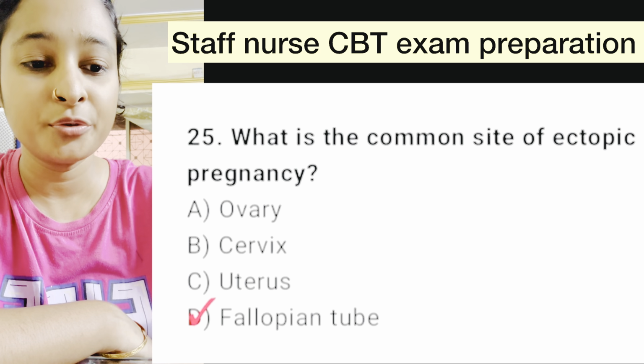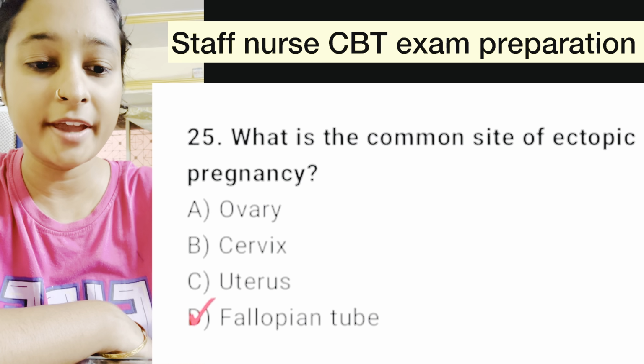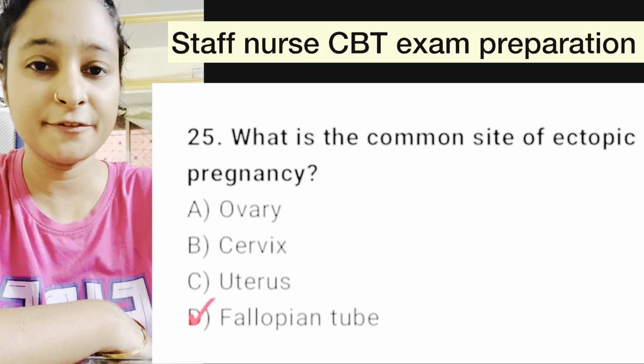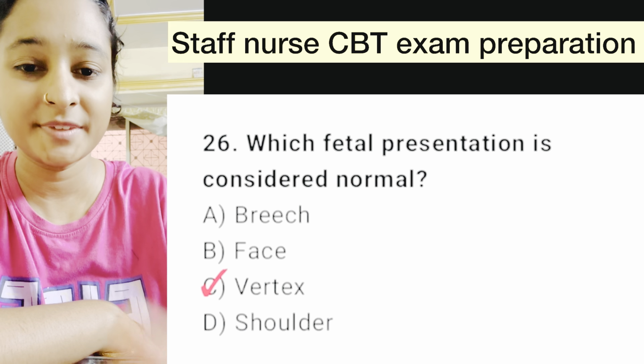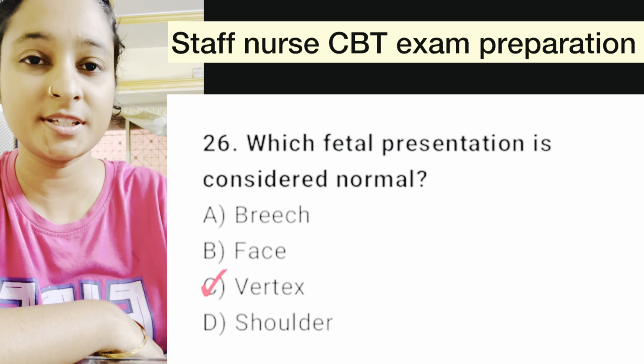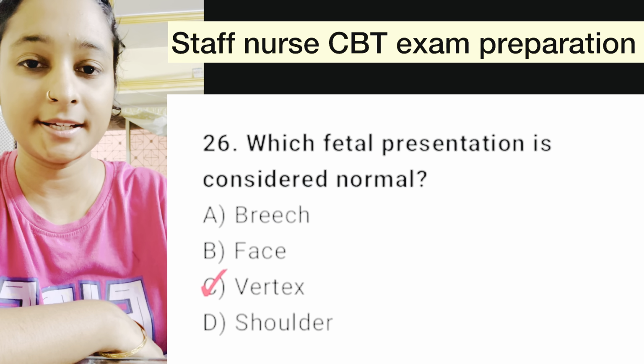Next question. What is the common site of ectopic pregnancy? Right option is option D, fallopian tube. Question number 26. Which fetal presentation is considered normal? Right option is option C, vertex.